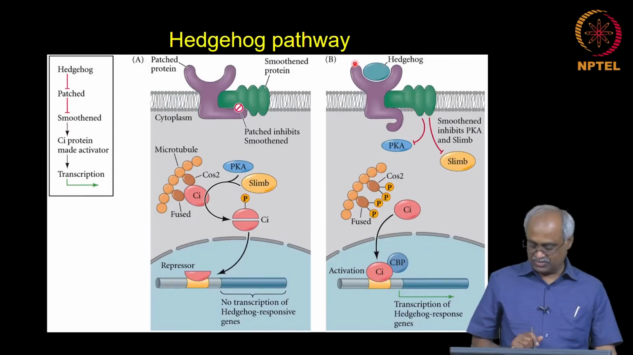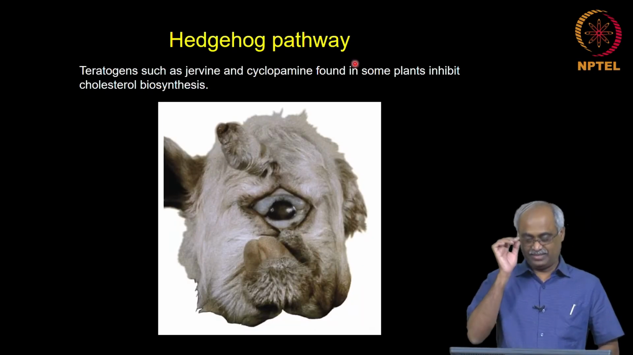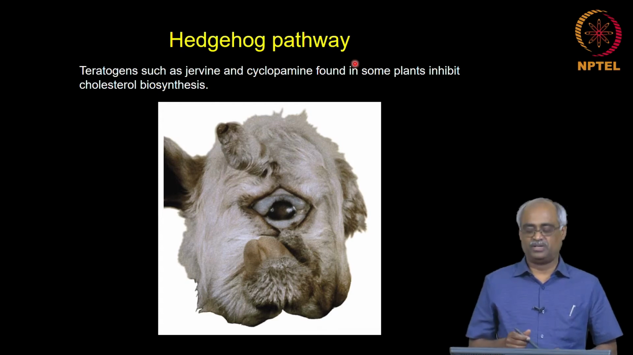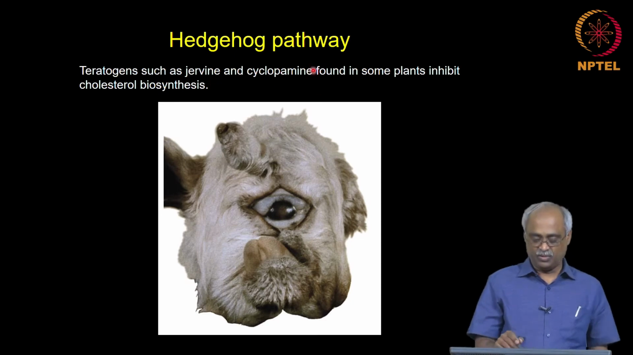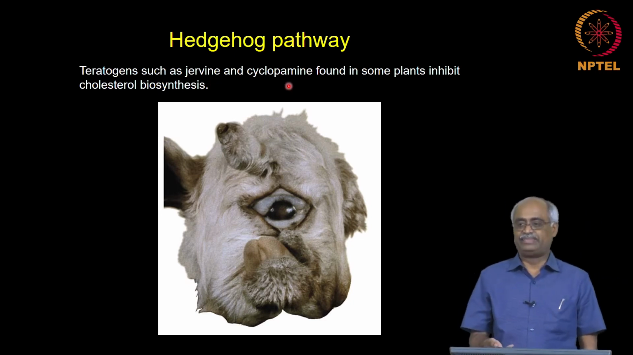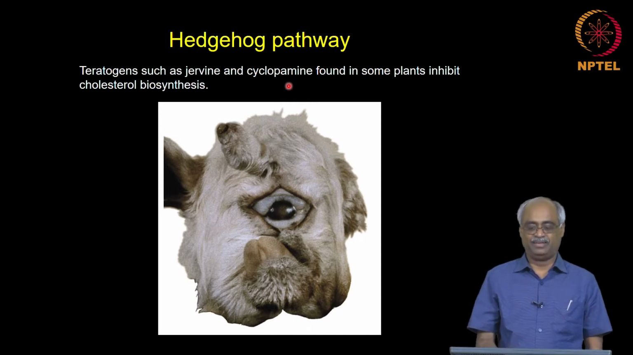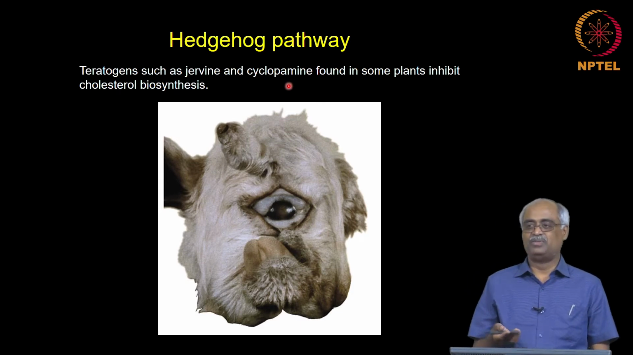So, I will tell you something which will be catchy and then we will come to the pathway. Look at this picture. This is called a cyclops, not Greek mythology, real life. There are some plants that grow in some parts of the world like Arizona, California, etc., and they produce certain alkaloids called jervine or cyclopamine, and if the sheep eats this, when her offspring comes out, it will have problems in development.